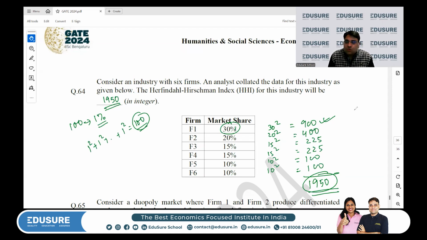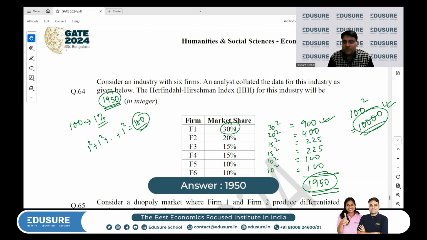If there is only one firm, that is a monopoly, with 100% going to one firm, 100 square is 10,000, which is very low competition. In fact, zero competition gives 10,000. High competition will give lower values of HHI. Here the HHI gives us 1950. Very high competition will give a low HHI, and no competition will give 10,000. That is a monopoly, where one firm gets the entire market, 100.